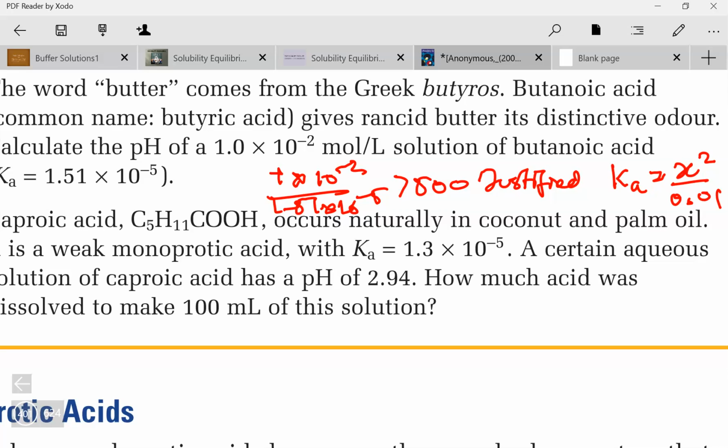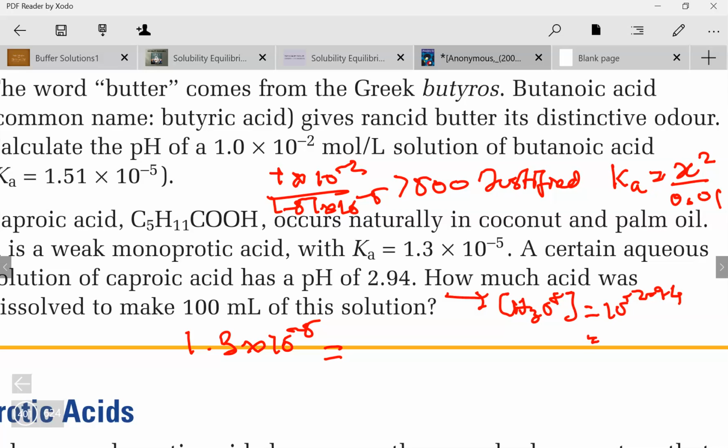We will do our ice table, and in doing our ice table, we will obtain Ka equals x squared over the initial concentration minus x, where Ka is 1.3 times 10 to the power negative 5, and x squared is H3O plus squared, basically. So if you want to calculate H3O plus from here, 10 to the power negative 2.94 is 1.14 times 10 to the power of negative 3. And that is our H3O plus.